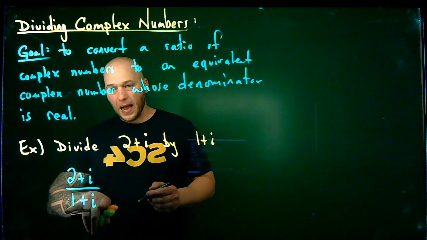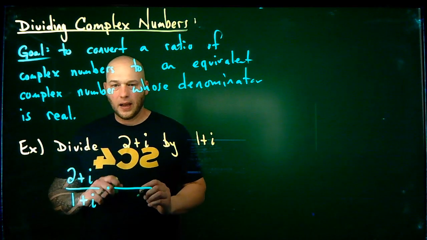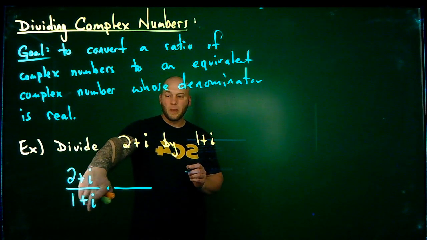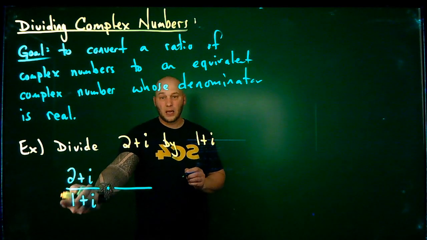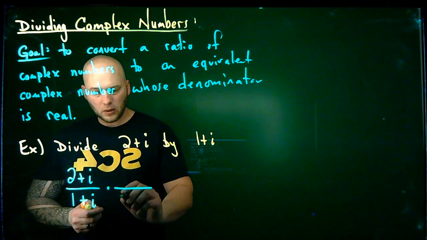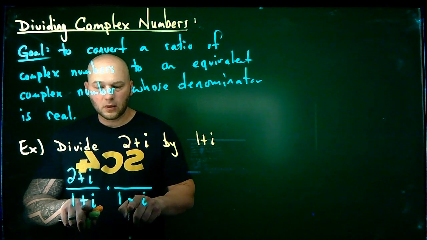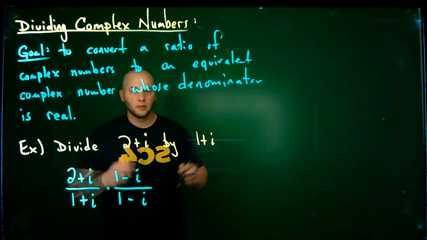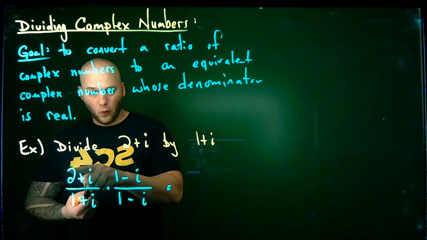I take the conjugate of the denominator, and as a reminder, the conjugate of a complex number means I simply take the sign in between the real and imaginary part and switch it. If this is positive, I make it negative. If it was negative, I would make it positive. I use the same real and imaginary parts, so 1 and i just have to have opposite signs. And then I'm going to do the same thing to the top, so 1 minus i, to keep the fraction balanced, right?